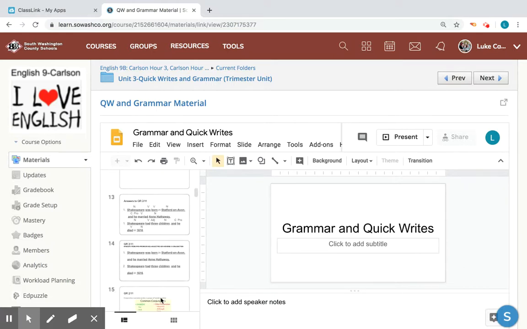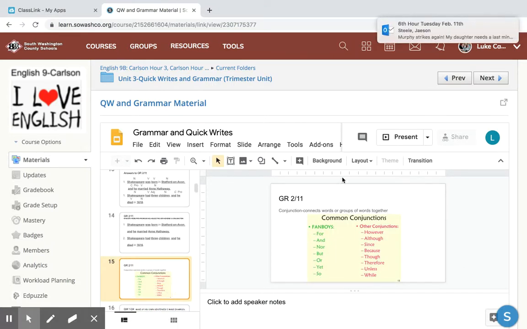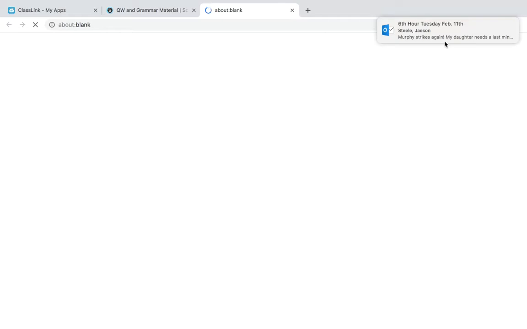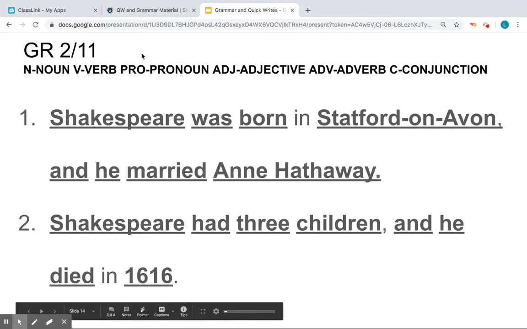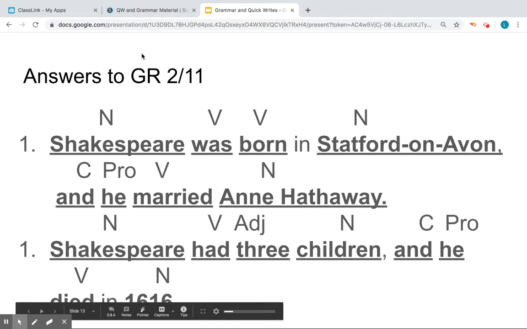An example is for tomorrow, you're going to learn about conjunctions here. And then you also have your work here, where you're going to identify the noun, the verb, the pronoun, the adjective, the adverb, or the conjunction. And then on the next slide, I put in all the answers for you.